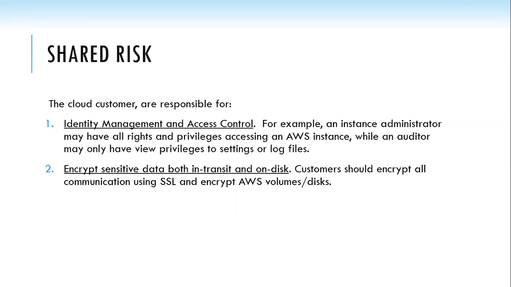Even the cloud consumer is responsible for protecting their own assets in the cloud, such as identity management and access control. For example, an administrator may have all rights and privileges for accessing an AWS instance, while an auditor may have only view privileges to settings or log files. Only administrators will have complete rights and privileges to the AWS instance, but an auditor can only view settings or log files.